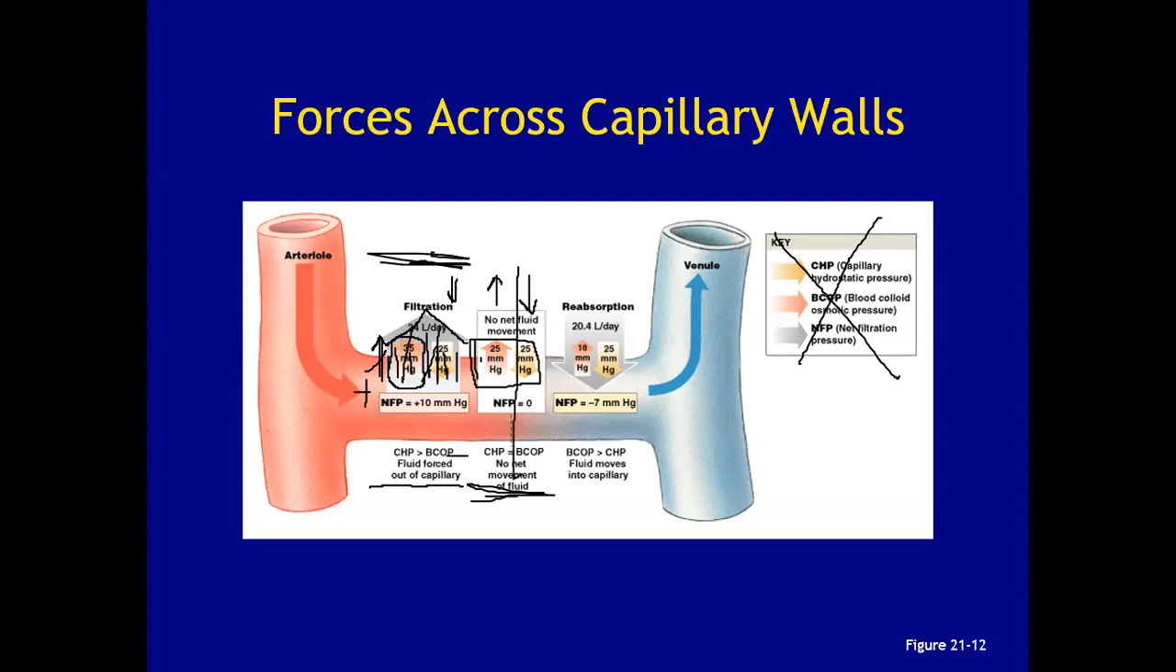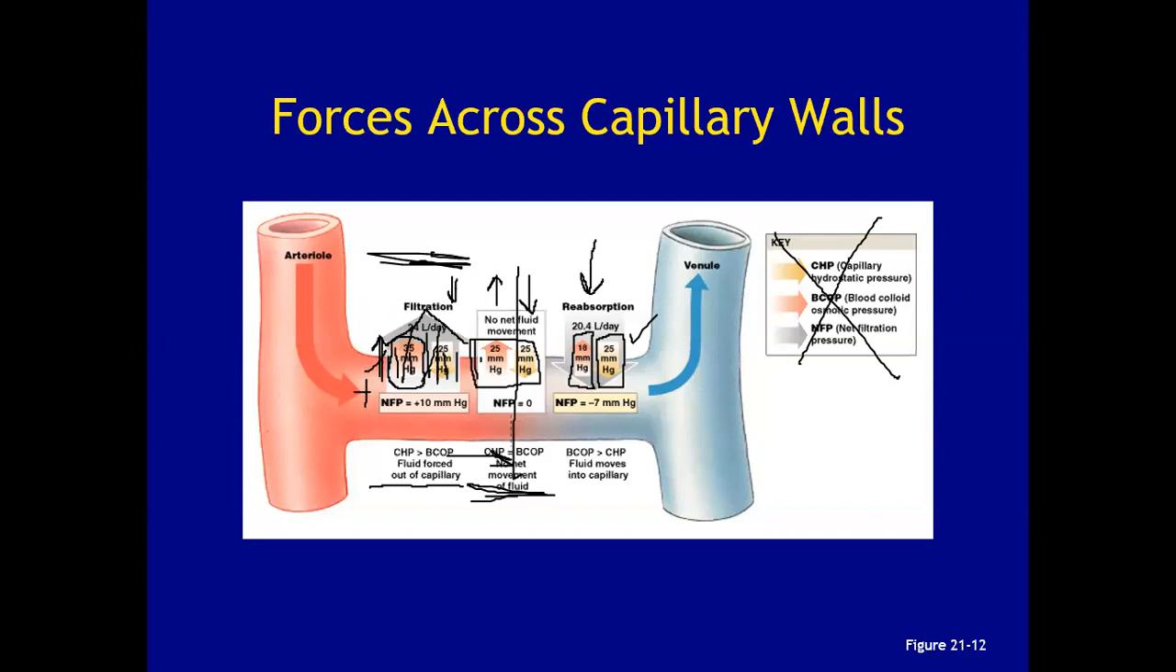Now, remember, as we continue to go this way, we keep running into more resistance. So the pressure continues to drop on the inside, and it keeps going down. And notice we get to this side over here, and now our capillary hydrostatic pressure is 18. Our blood colloid osmotic pressure, there's still the same number of big things inside the blood, so it's still 25. So now, who's winning? That's right. Blood colloid osmotic pressure is winning, so we're going to move things into the bloodstream over here.